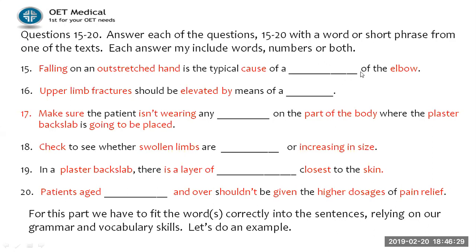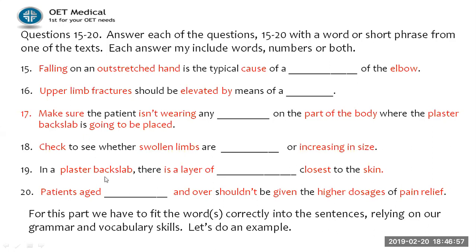Now, something of the elbow. This word has to be a noun because it's something of the elbow. Yes? Let's just say, for example, a break of the elbow, a swelling of the elbow. Both of those are nouns. This has to be a noun, so your grammar skill will tell you this.